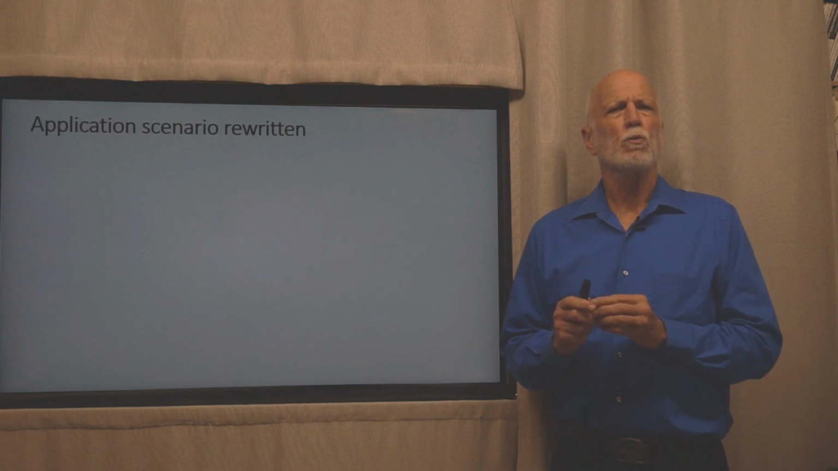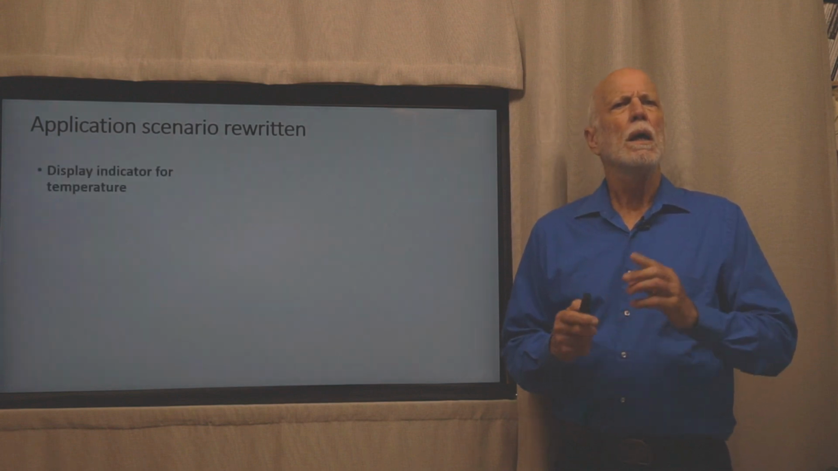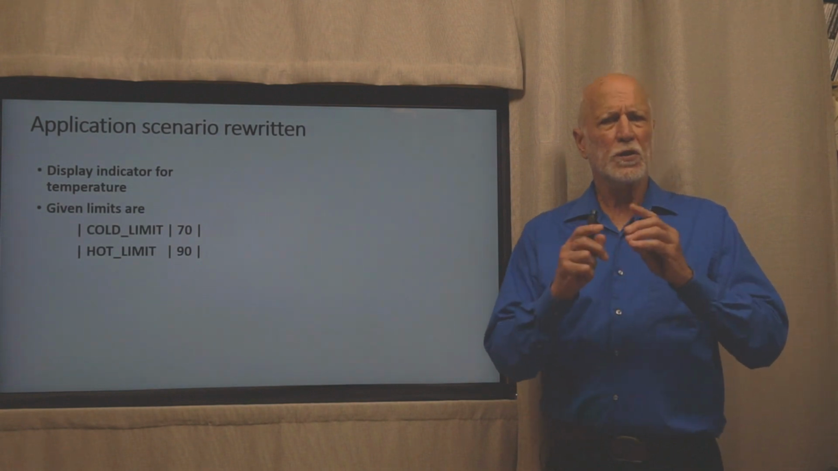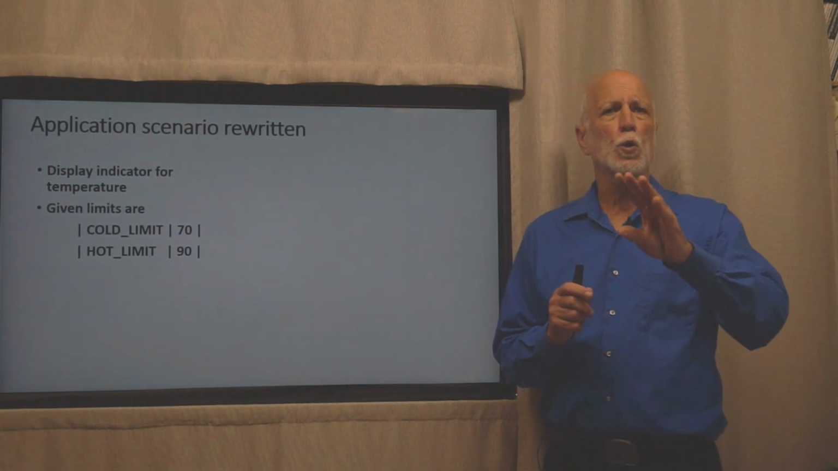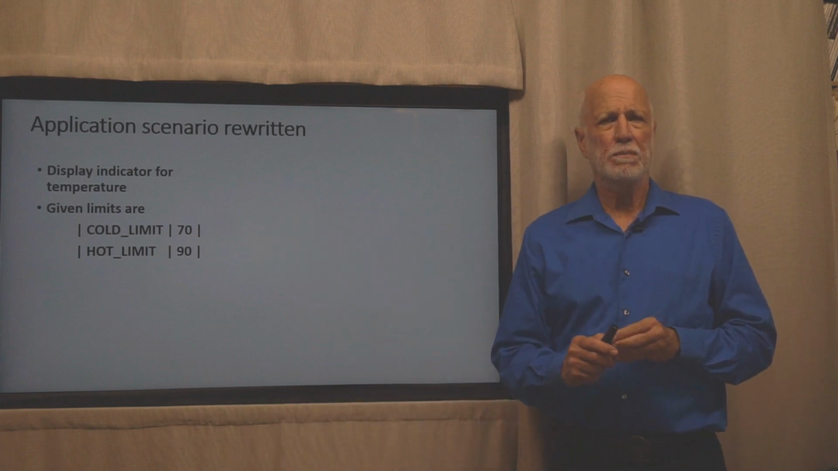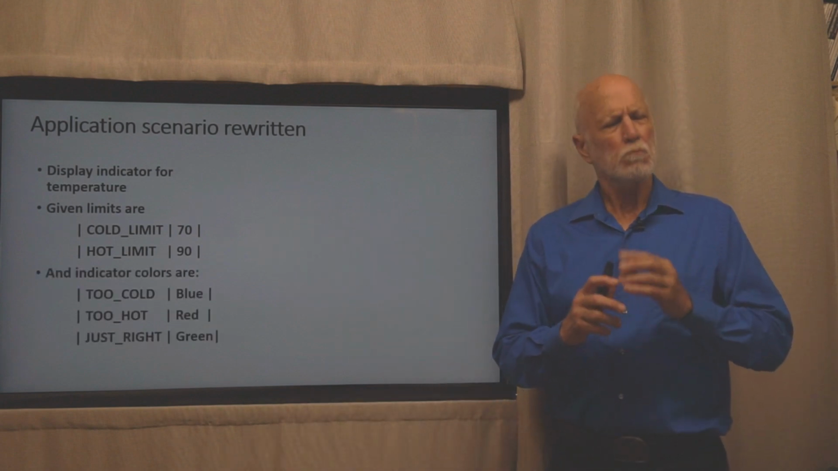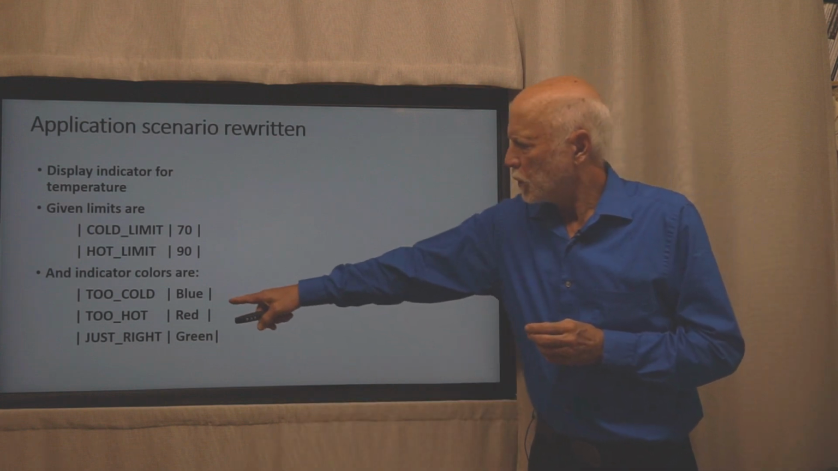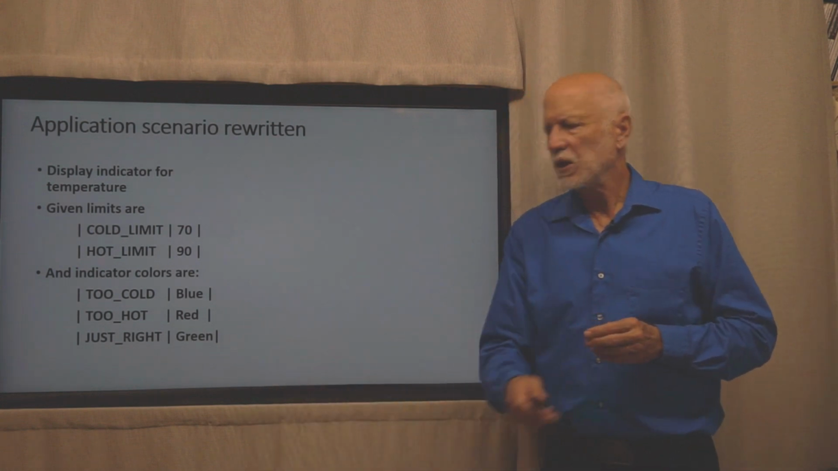Now we can just rewrite this slightly, and for a display, an indicator for a temperature, we'll talk about the domain terms, the cold limit and the hot limit of 70 and 90. And chances are we might want to change the colors a little bit. So we have too cold blue, too hot red, and just right green.